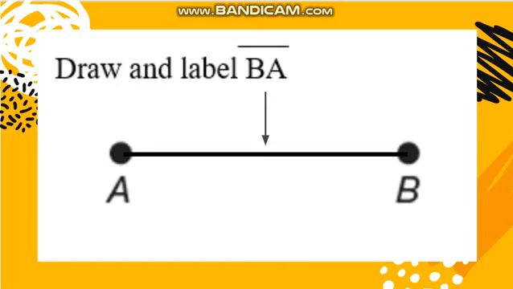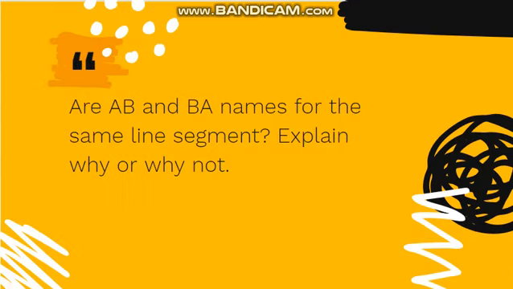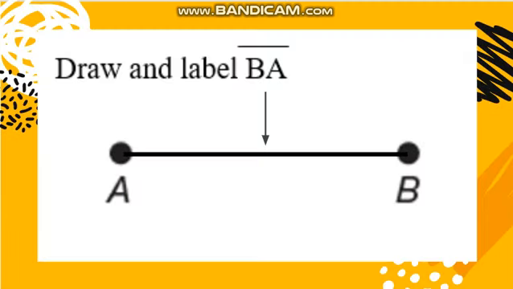So now we have a couple of questions. Are AB and BA names for the same line segment? Yes, they are. They are names for the same line segment because it doesn't matter whether we're talking about AB or BA, it's the same portion of the line. It doesn't matter where we start or end. It doesn't matter which one is the starting or ending point, because it's the same line.